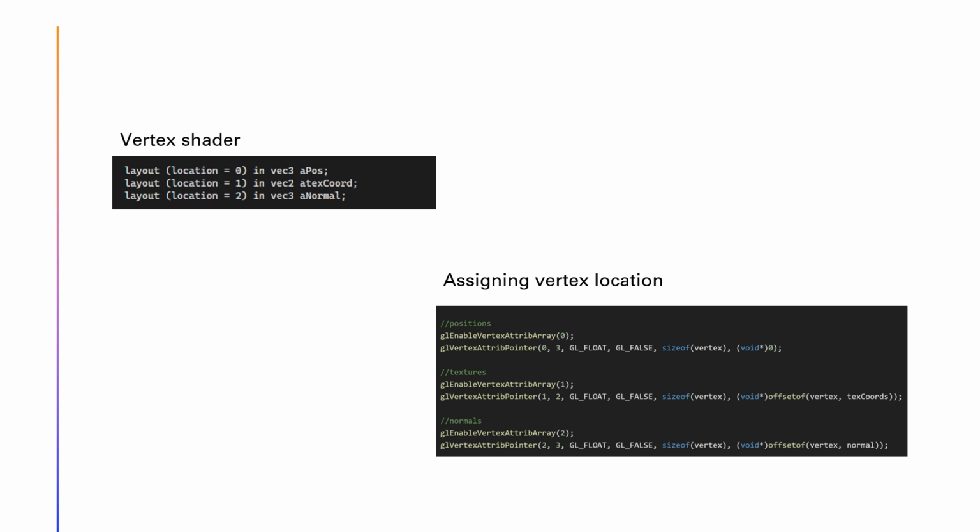Within the code snippet on the left, you can see that each attribute is assigned a numbered location. 0 corresponds to the vertex position, 1 to the texture coordinates, and 2 to the normal coordinates. And in the code snippet on the right, you can see how the OpenGL function points to one of those numbered locations. The problem arose when I accidentally assigned texture coordinates to location 2 instead of 1.